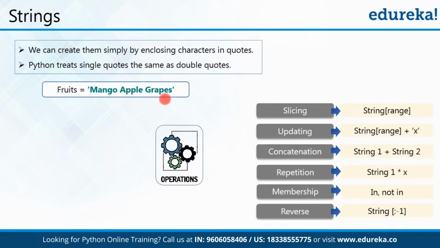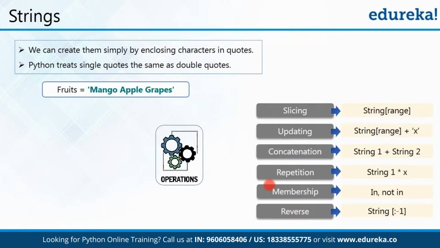So over here, we have a string in which we have mango, then space, apple, then space, and then grapes. And like lists and tuples, over here also you can perform multiple operations: concatenation, repetition, membership, reverse, and all those things. So let me go ahead and execute this practically.